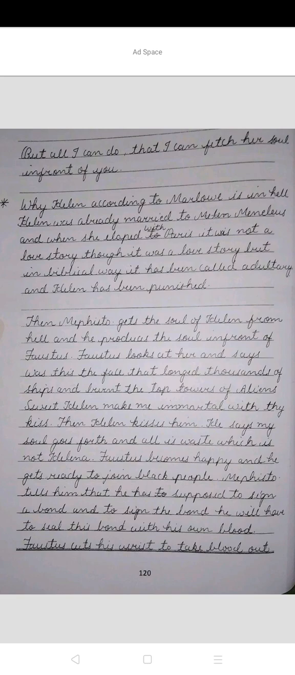Mephistopheles tells him that he is supposed to sign a bond, and to sign the bond he will have to seal it with his own blood. Faustus cuts his wrist to take blood out, but the blood on the wrist gets frozen and an inscription comes, which is called homo fuge, which means fly, man, go away. Even the blood is giving him the message to go away.